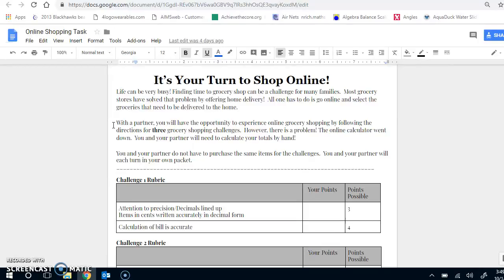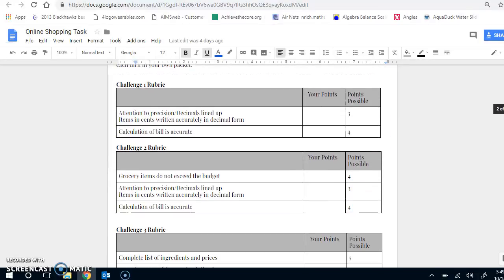However, there's a problem. The online calculator went down. You and your partner will need to calculate your totals by hand. You and your partner do not have to purchase the same items for the challenges. You and your partner will each turn in your own packet. Let's take a look at the grading rubrics for each challenge.